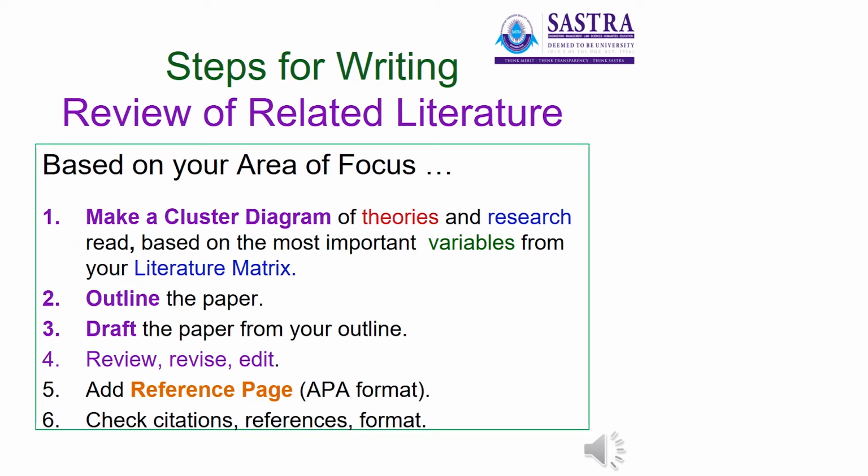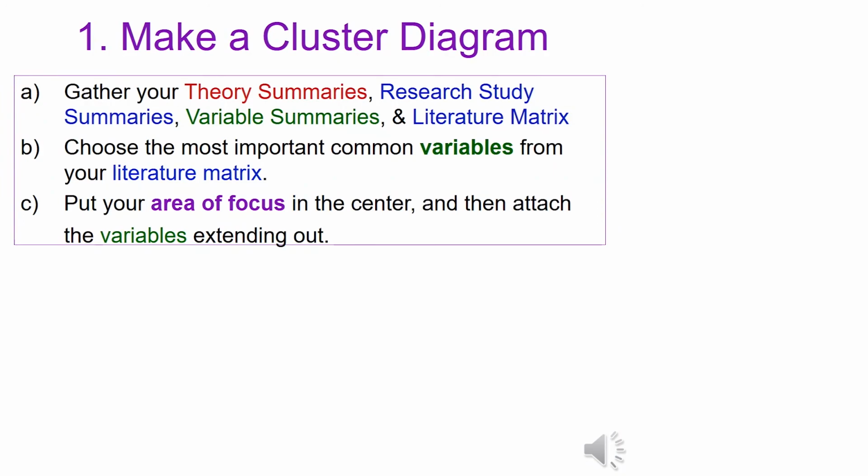So, along the process of steps for writing a review of related literature based on your area of focus, we are supposed to use that literature matrix input. I am going to show you how to make a clustered diagram of theories and research based on the most important variables from your literature matrix. That gives you an outline, then draft the paper from your outline, revise, edit, add the reference page, and check citation and reference format. These are the steps in writing a quality literature review.